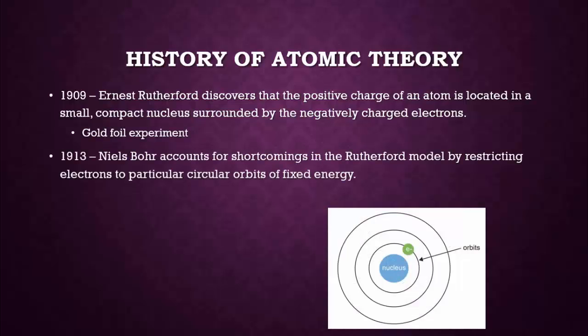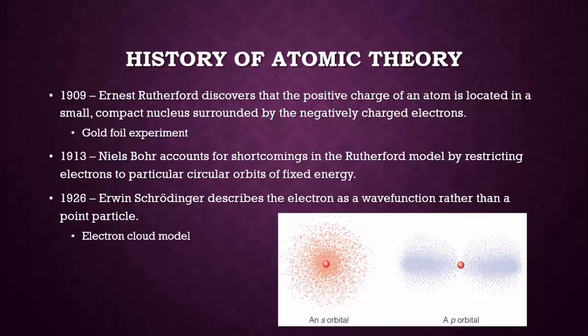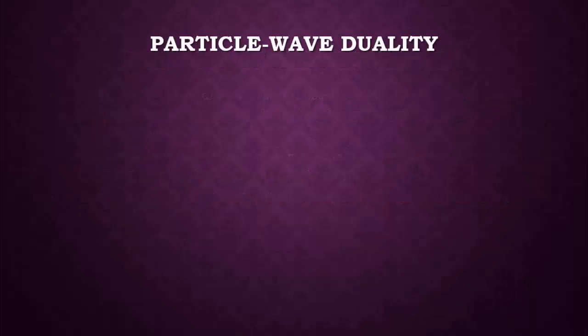In 1913, Niels Bohr accounts for shortcomings in the Rutherford model by restricting electrons to particular circular orbits of fixed energy. Finally, in 1926, Erwin Schrödinger describes the electron as a wave function rather than a point particle. This is often referred to as the electron cloud model. Before we can go much further, we have to talk about particle-wave duality. This is where you should start taking notes.